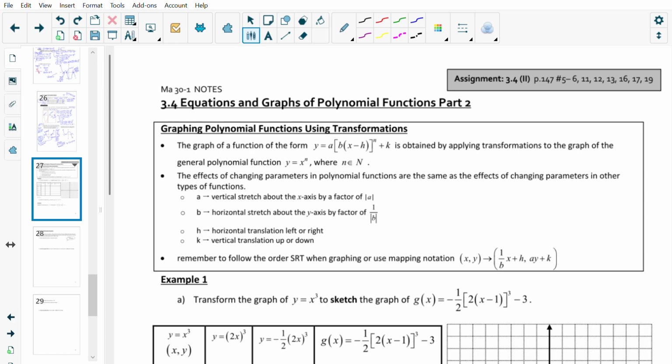All right, everyone, we're back. We're going to go through our final lesson of this unit, 3.4, Equations and Graphs of Polynomial Functions, Part 2.